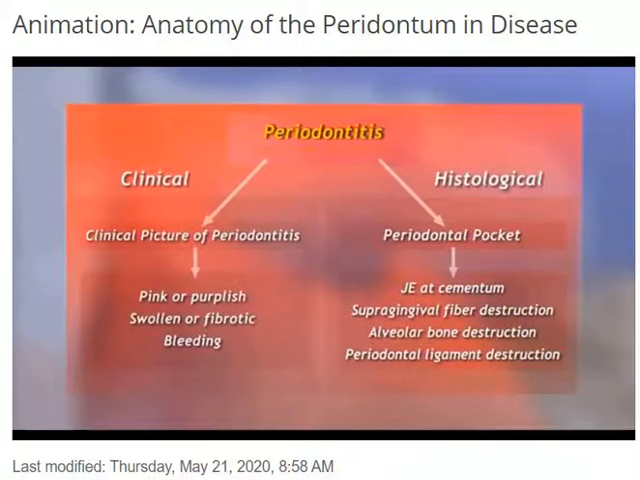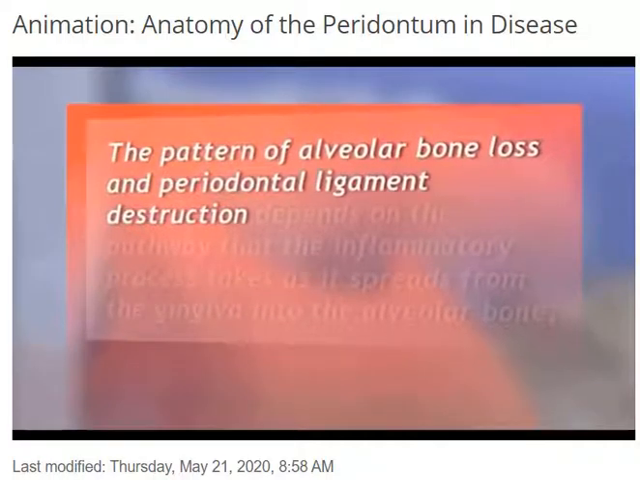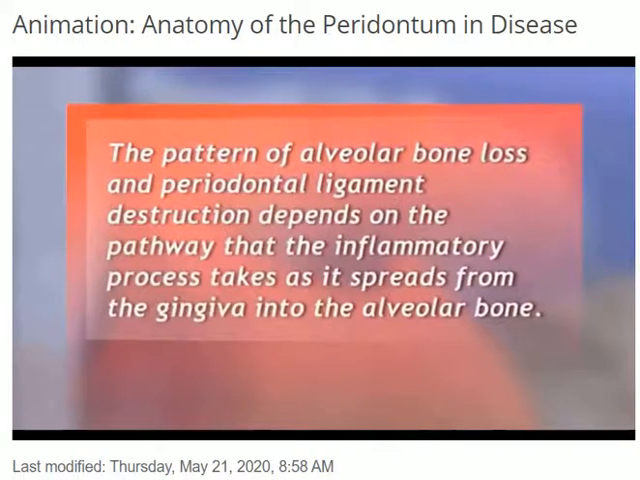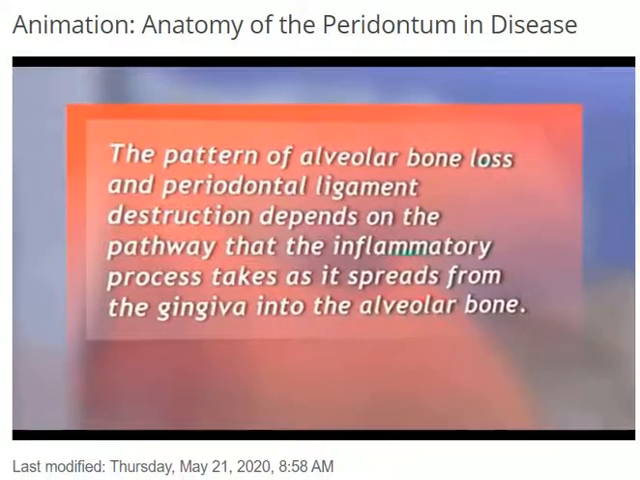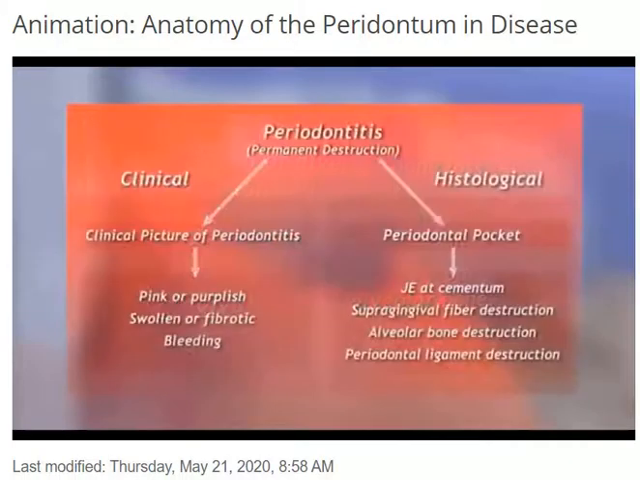Periodontitis results in some extent of permanent tissue destruction, characterized by pocket formation, destruction of the periodontal ligament fibers, and resorption of alveolar bone. The pattern of alveolar bone loss and periodontal ligament destruction depends on the pathway that the inflammatory process takes as it spreads from the gingiva into the alveolar bone. It is the destruction of periodontal ligament fibers and resorption of alveolar bone that leads to tooth mobility and the possibility of tooth loss.